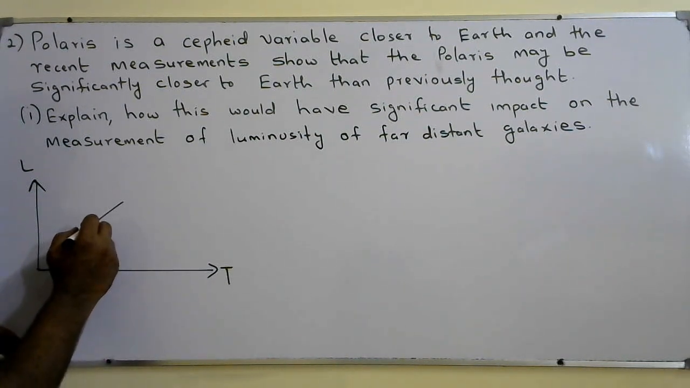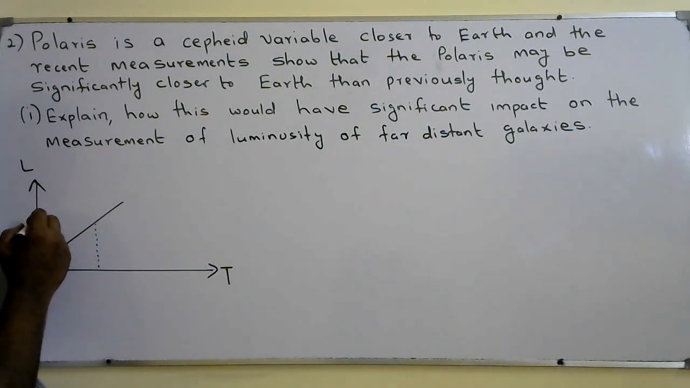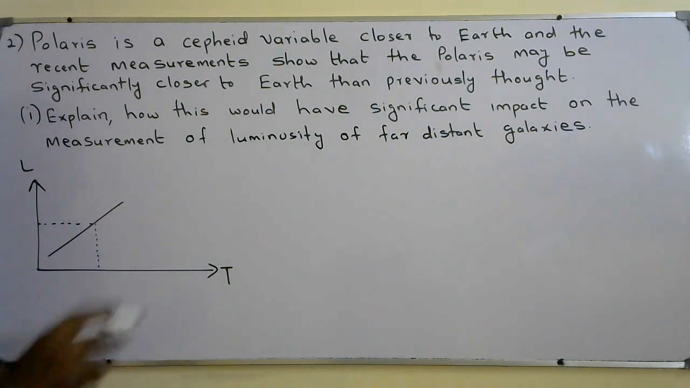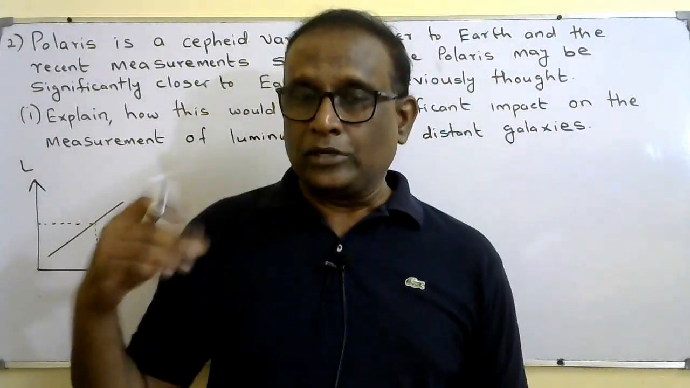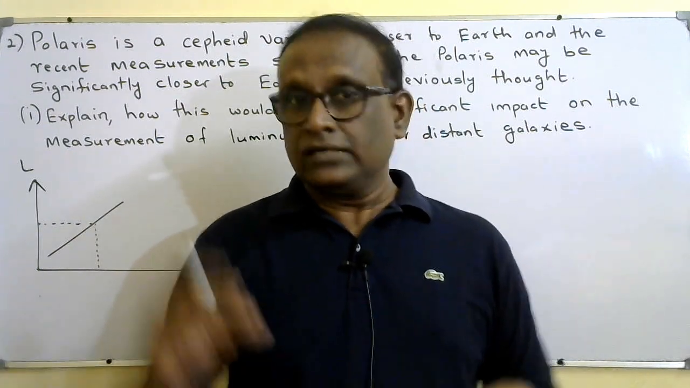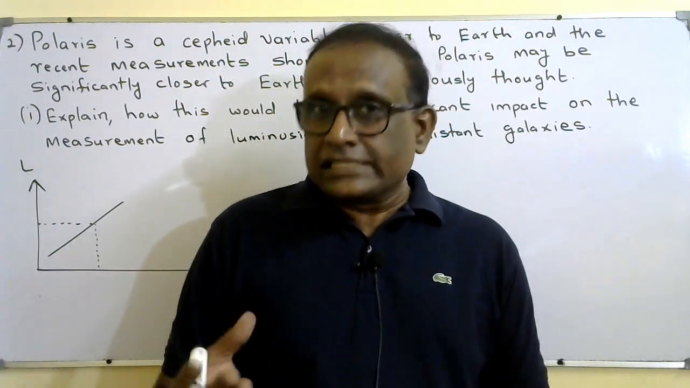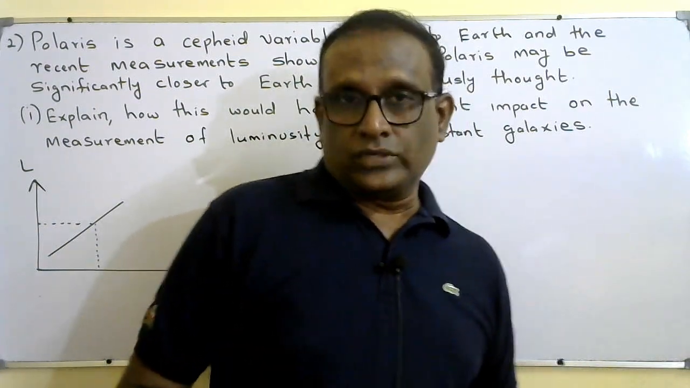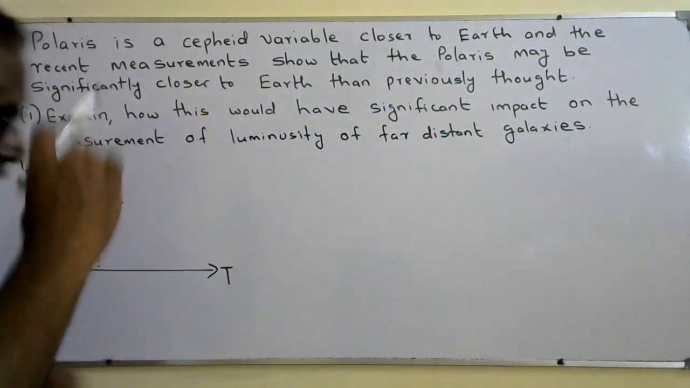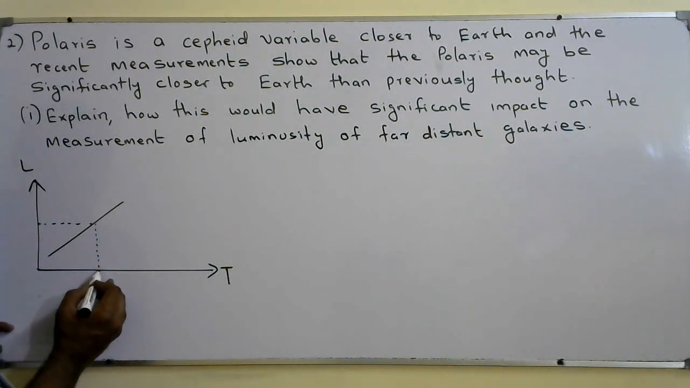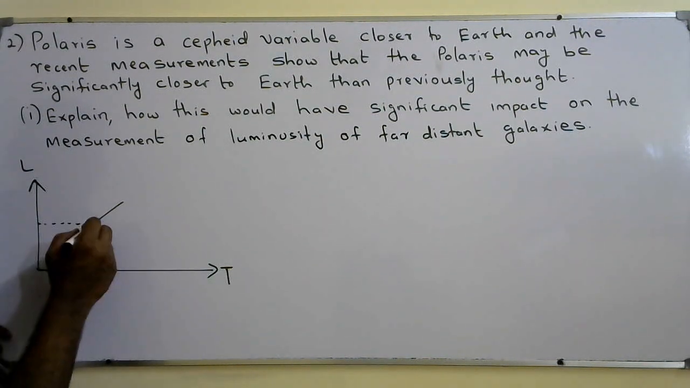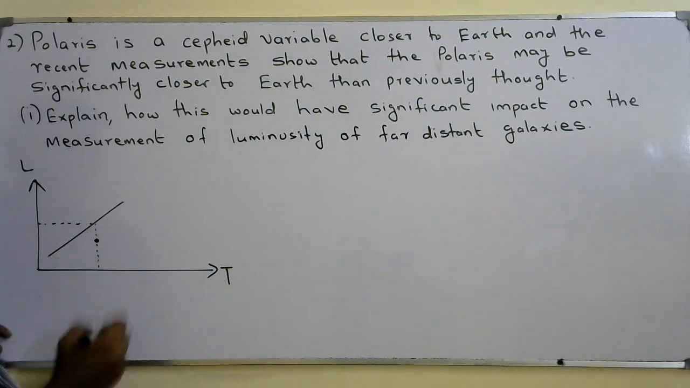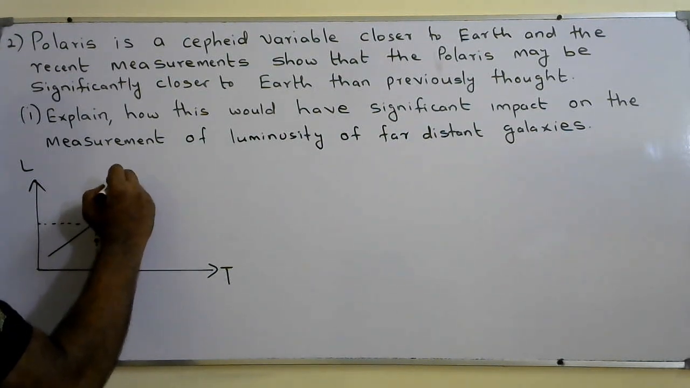But for a particular time period of Polaris, we know that now the luminosity is dropping. I already explained it: because the distance is closer, we measured and found it's actually not what we thought earlier. It's closer to us, so the luminosity will be smaller. So for the same time period of Polaris, now the luminosity is going to be smaller. This is the earlier graph.